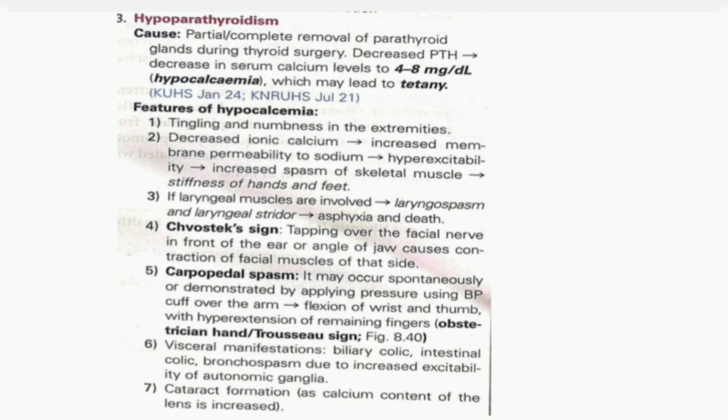Some visceral manifestations like biliary colic, intestinal colic, and bronchospasm can also be seen. Cataract formation is observed due to increased calcium content in the lens. These are the manifestations of hypoparathyroidism. Out of all of them, the carpopedal spasm is to be noted, and it is also known as tetany. Tetany is a very important question from the examination point of view.